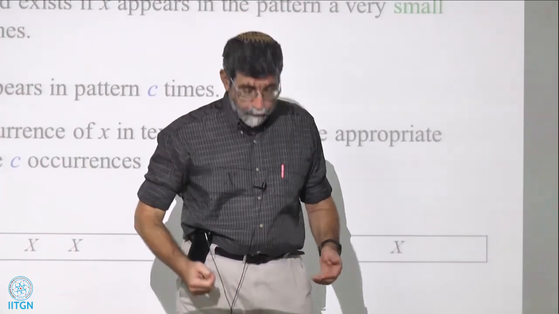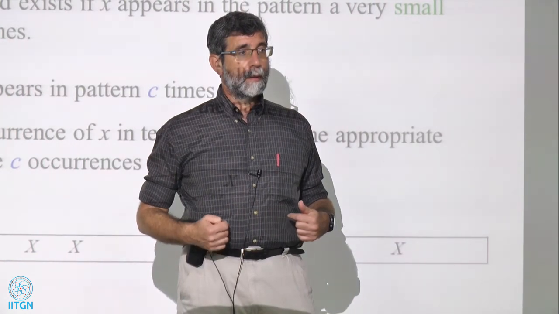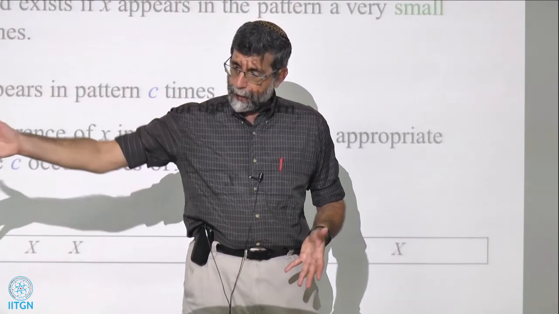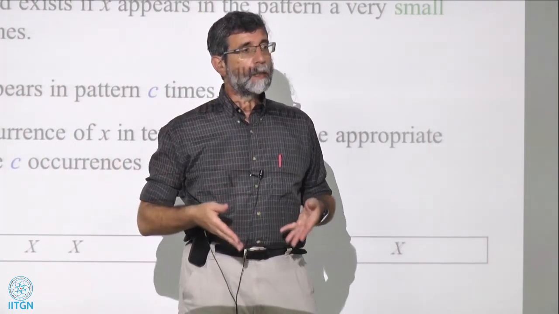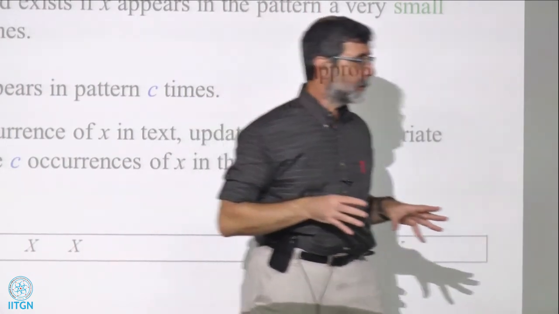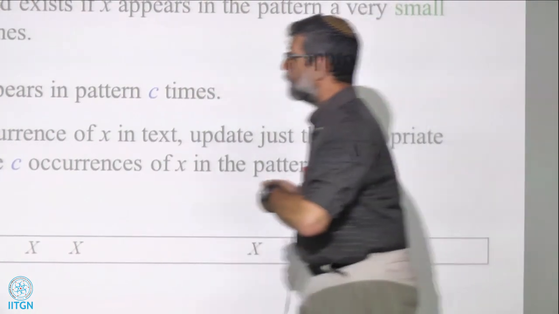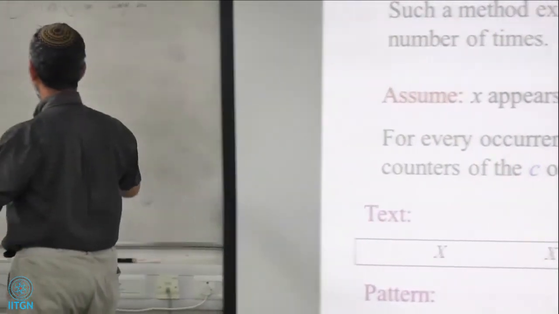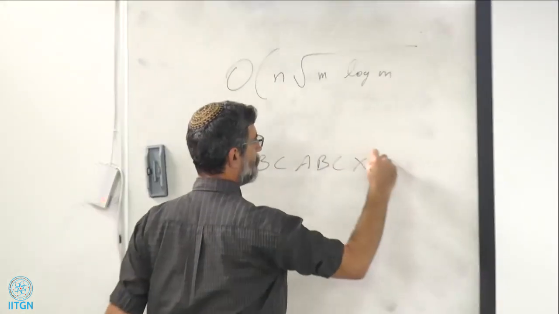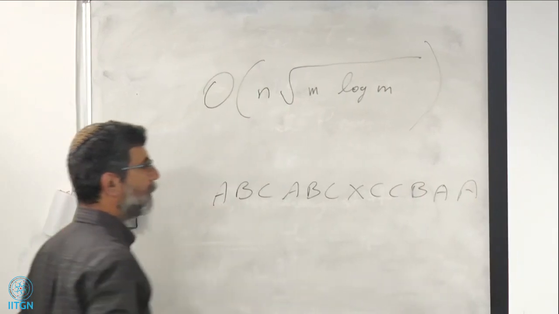But what if I look down and I say, well, it is an x? I can help you. It's an x. Well, who can I help? Which bin is the one that needs to know about this x? And let's assume that x only appears once in the pattern. So the pattern was, I will draw the pattern for you. The pattern was ABC, ABC, X, CCB, AA. Okay, so this was the pattern.